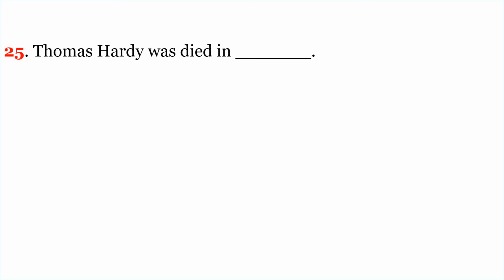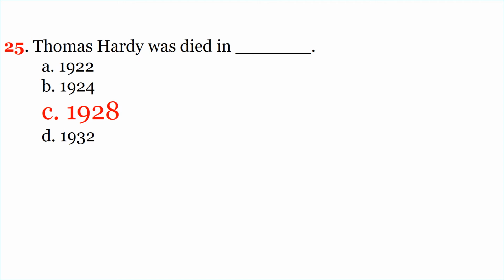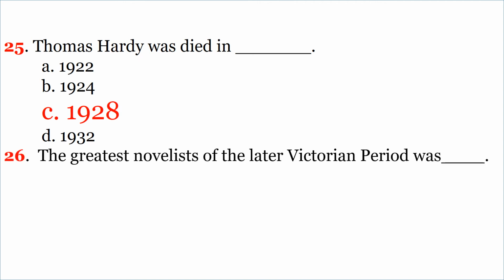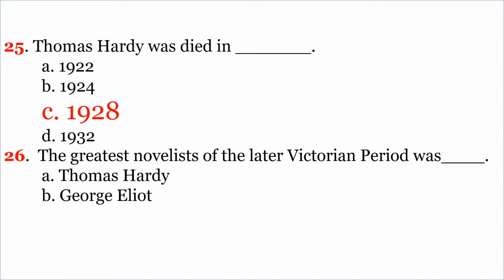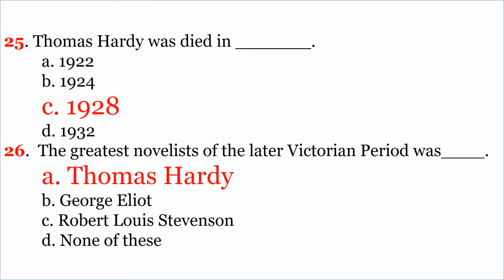Another very important question. Thomas Hardy died in. The correct option is C. 1928. The greatest novelist of the later Victorian period was. The correct option is A. Thomas Hardy.